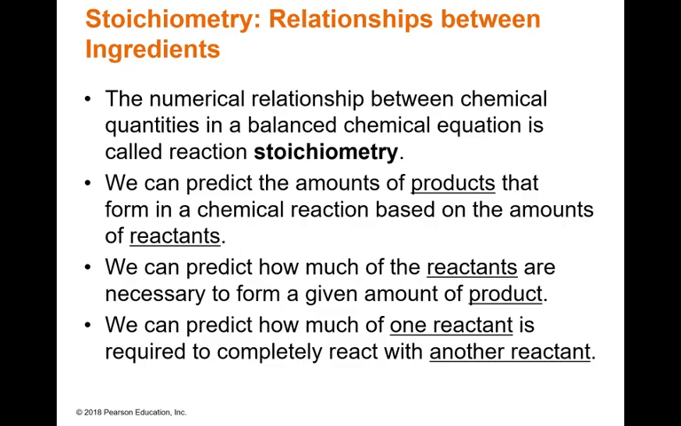Now we move into the heart of today's lesson, stoichiometry. Stoichiometry is the numerical relationship between the quantities of reactants and products in a balanced chemical equation. It's like a chemical recipe. If we know how much of one substance we have, we can calculate how much of another substance is needed or produced. This skill allows us to answer practical questions like how much product will form, how much reactant is needed, or whether we'll have anything left over.